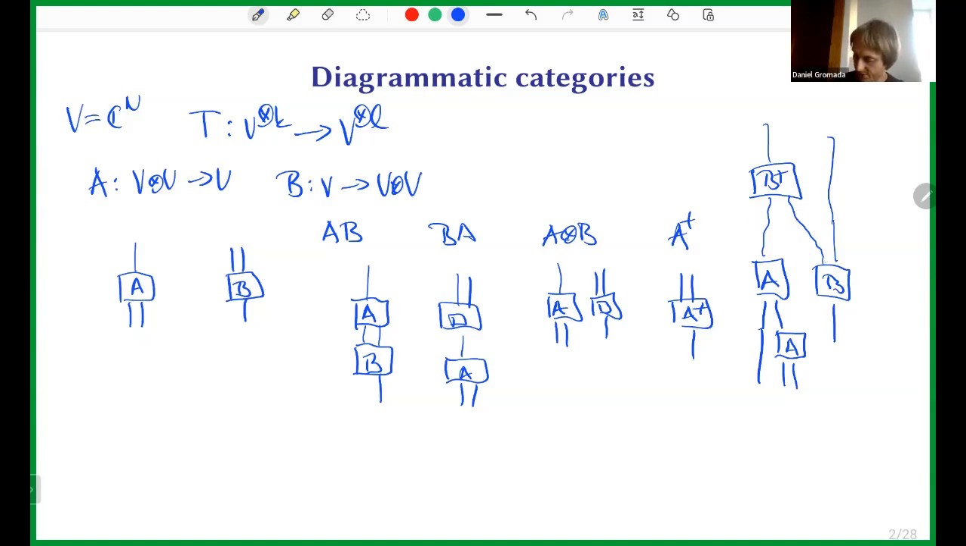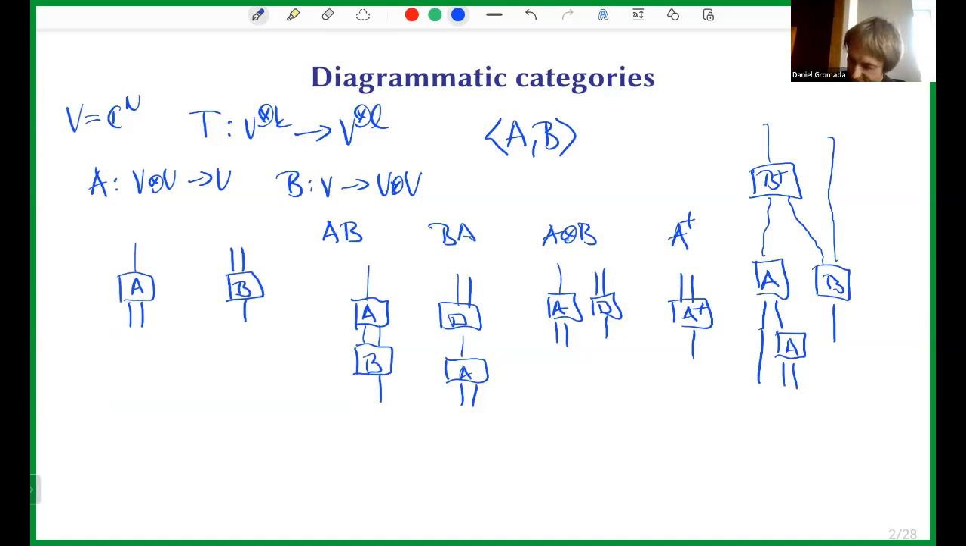What I will often refer to is what I will call the category generated by A and B. What I mean by this is the set of all linear maps that can be created from A and B using these operations of composition, tensor product, and involution. By the way, if I say category, I always mean a monoidal dagger category, so I not only have the composition, but I always have also the tensor product and the involution.